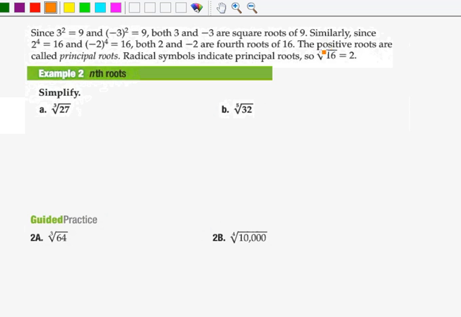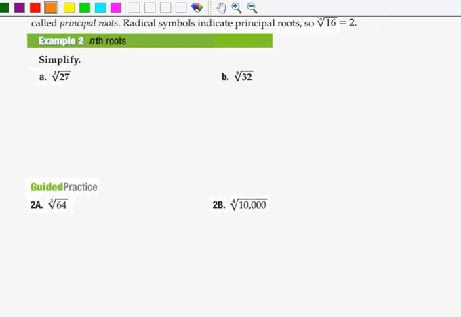Okay, they do give us a couple other things here about positives and principal roots. Some good vocab, but I really don't think that you're going to see it very often. A lot of times it's understanding the difference between those negatives, putting those negatives in parentheses. So we're supposed to simplify these nth roots, something that goes above a square root. This has a 3 in it.